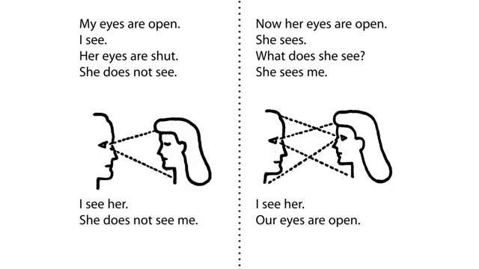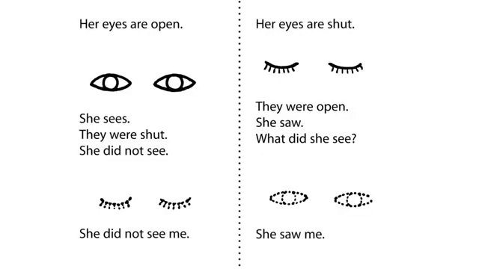Now her eyes are open. She sees. What does she see? She sees me. I see her. Our eyes are open. Her eyes are open. She sees. They were shut. She did not see. She did not see me. Her eyes are shut. They were open. She saw. What did she see? She saw me.